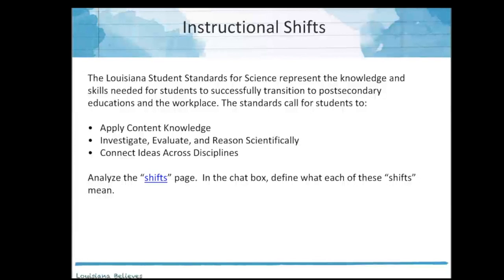If you would, please analyze the shifts page. And in the check box, define what each of these shifts mean for you and what you will be looking for specifically in your classroom with the instruction of the new standards. I'm going to give you 2 minutes to review the shifts document, and then we'll move on. Now that you've had an opportunity to analyze the shifts page, in the chat box, I would like for you to define what each of these shifts mean.